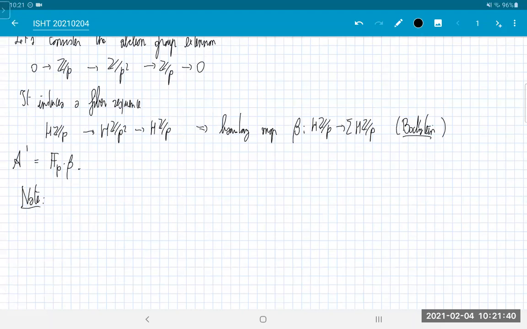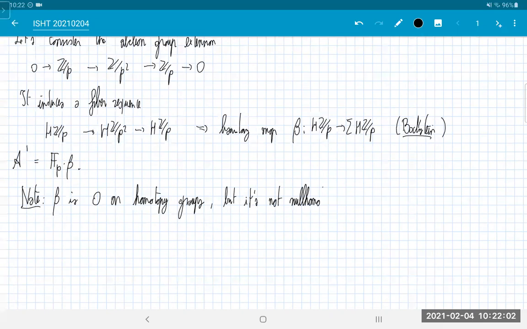Oh, and note, that's an important note. Beta is zero on homotopy groups, but it's not null homotopic. Okay, it's zero on homotopy groups, because it can be non-zero either on pi_0 or on pi_{-1}, and in either of these cases, either the source or the target is zero. So not many choices there for what to do on homotopy groups, but it is non-null homotopic.